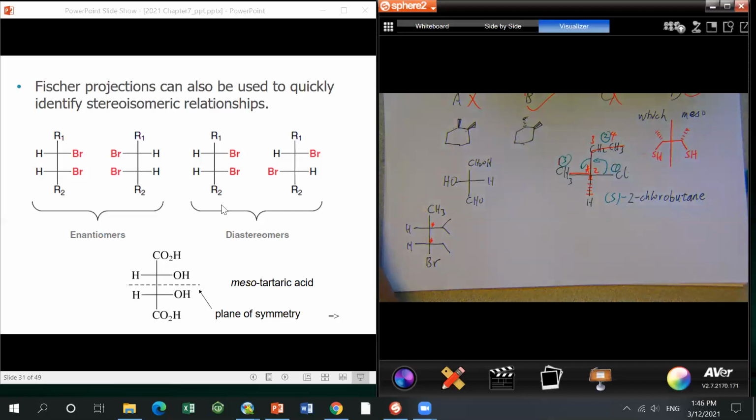And for Fischer projections, there is another type of question that asks what the relationship between two molecules is. So let's practice that. I will give you one example.